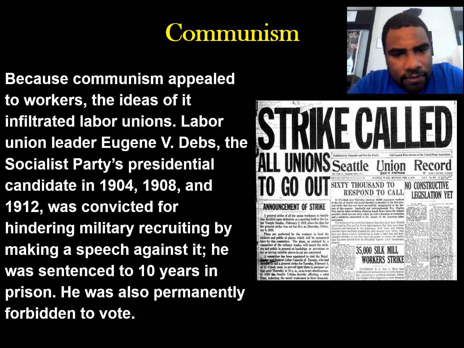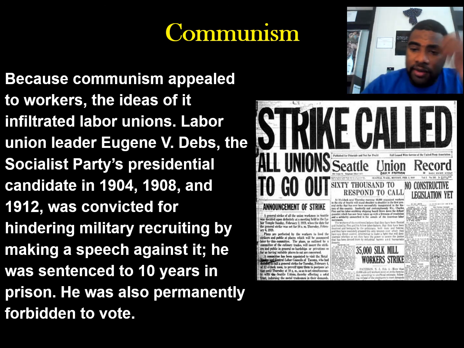Because communism appealed to workers, the idea of it infiltrated labor unions. Labor union leader Eugene V. Debs, the Socialist Party presidential candidate in 1904, 1908, and 1912, was convicted for hindering military recruitment by making a speech against it. He was sentenced to 10 years in prison. He was also permanently forbidden to vote.